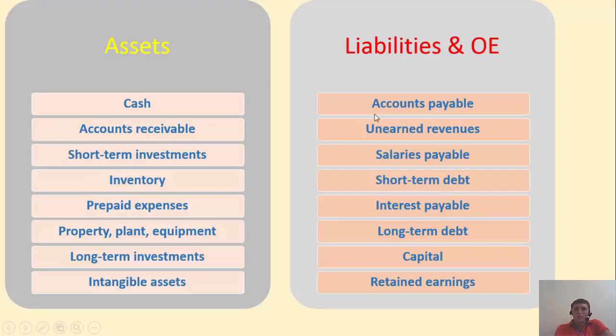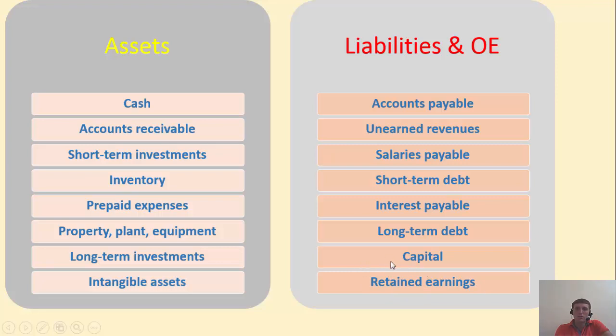The business owes money to its suppliers, that's accounts payable, and to some of its customers too, who have paid in advance but haven't received any goods or services. So this is unearned revenue. And the company also owes money to its employees, that's salaries payable, to creditors, that's short-term payable, interest payable, and long-term debt. And it owes money to its owners, that's capital and retained earnings, depending on the sources of the money.